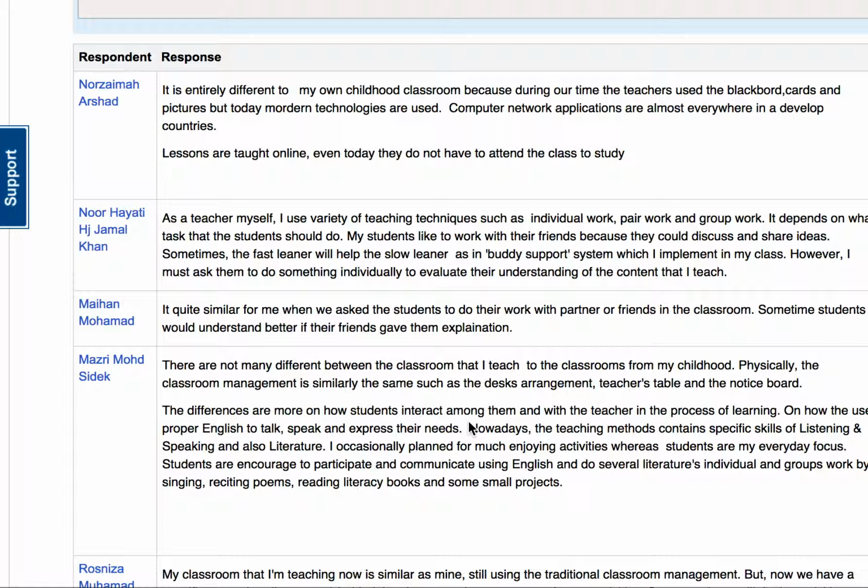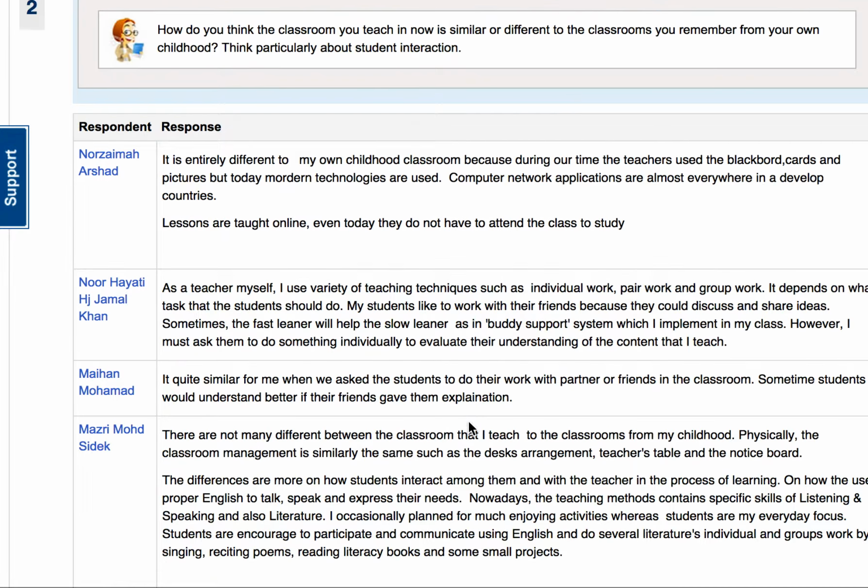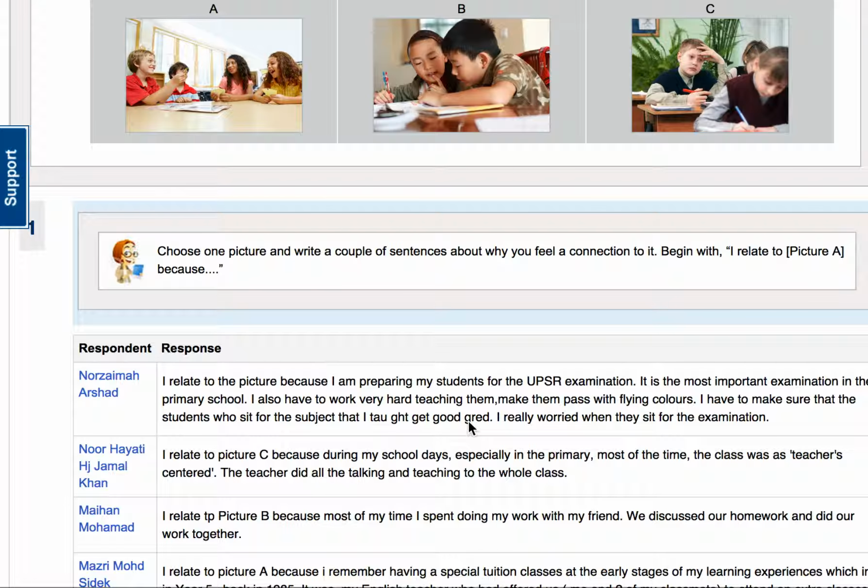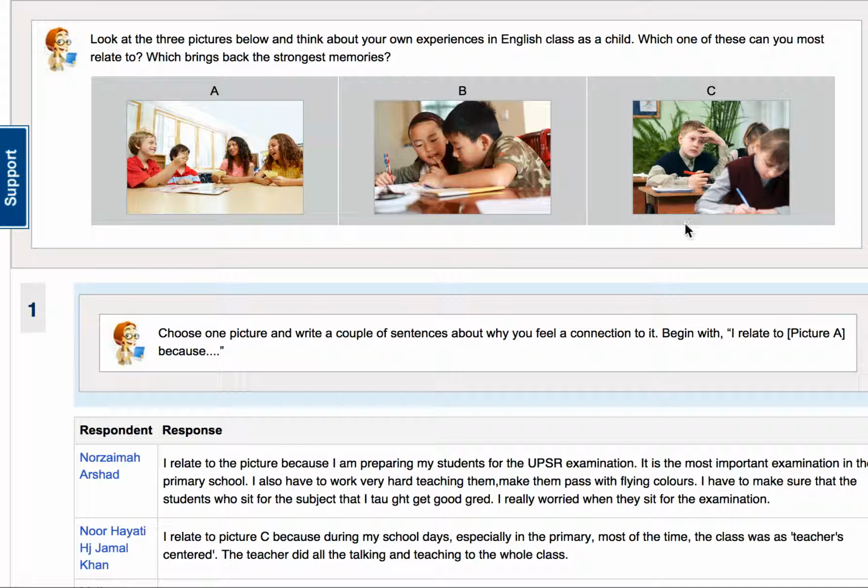In my experience, I remember learning languages as involving a lot of working on my own, so I relate to Picture C, definitely. But these days I do try to give learners more time to think about things with their classmates, and so I use more pair work and group work activities. Okay, that was the first questionnaire.